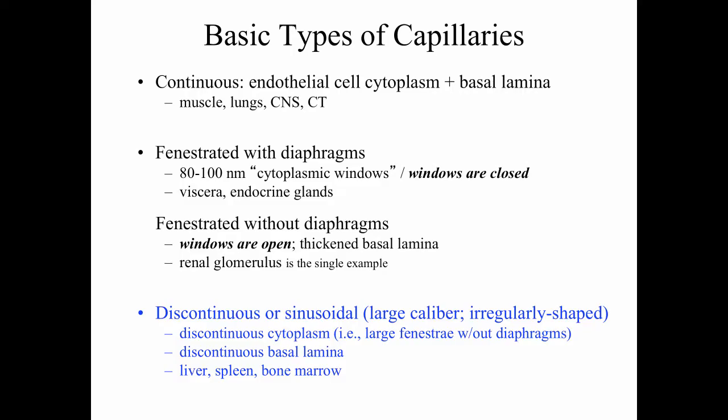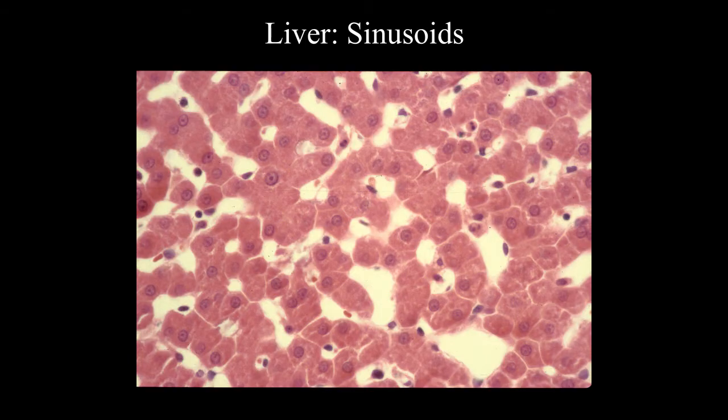Finally, let's talk about discontinuous or sinusoidal capillaries. These capillaries are of very large caliber. They're irregularly shaped. As we said, they're discontinuous. They have large fenestra, no diaphragms, a discontinuous basal lamina, often found in organs like the liver or the spleen or the bone marrow. Here you can see some of the sinusoidal capillaries in the liver.